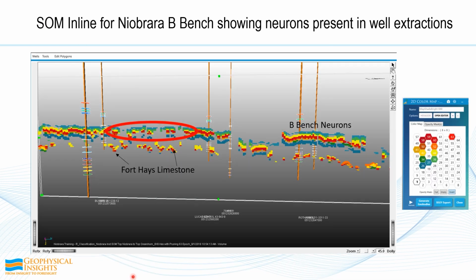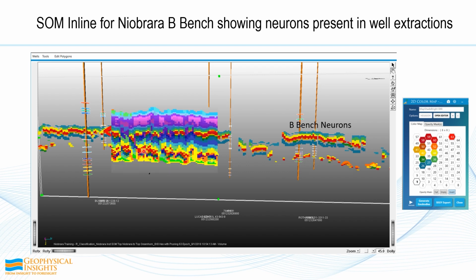I want to leave you with one last consideration on this Niobrara case before we move on to the second case study. And that's to always keep in mind that when you're using well logs to calibrate a seismic classification, we've got a very small sample set compared to the number of samples in our entire volume. So this is just an arbitrary line showing the neurons that were sampled by our 7 wells through the B bench. And we can start to see, like this area here, some neurons are not represented. So it's always good to include those visual QCs.